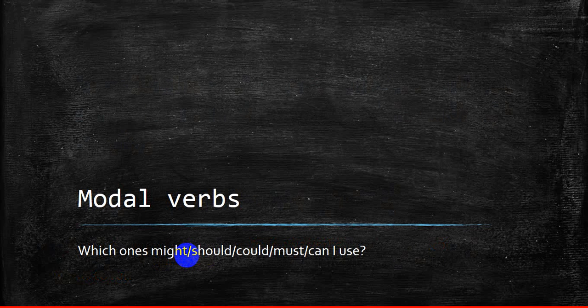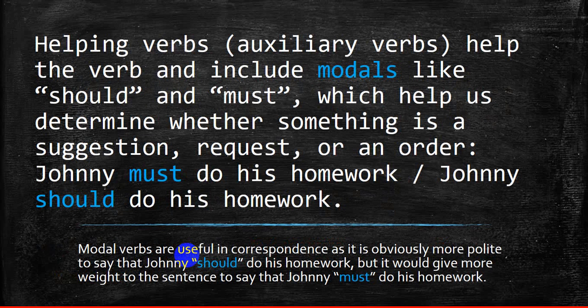Modal verbs: which ones might, should, could, must, can I use? These are helping verbs, also known as auxiliary verbs, and they help the verb and include modals like should and must, which help us determine whether something is a suggestion or a request or an order. Johnny must do his homework is very different to Johnny should do his homework. Modal verbs are useful in correspondence, as it is obviously more polite to say that Johnny should do his homework, but it would give more weight to the sentence to say that Johnny must do his homework.